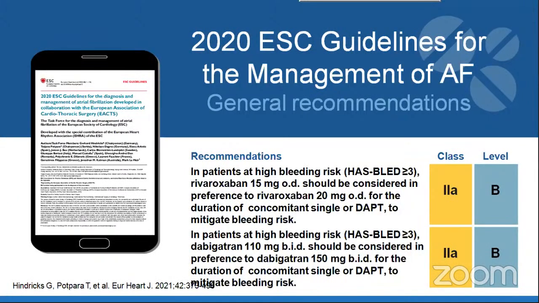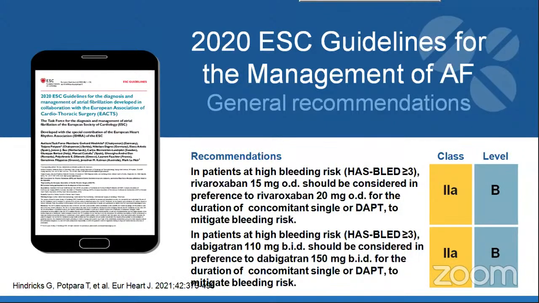Second recommendation here: in patients with high bleeding risk, rivaroxaban 15 milligrams OD should be considered in preference to rivaroxaban 20 milligrams. We use 15 milligrams once daily for the duration of concomitant single or double antiplatelet therapy to mitigate bleeding risk. In patients with high bleeding risk, this is class 2A, level B.